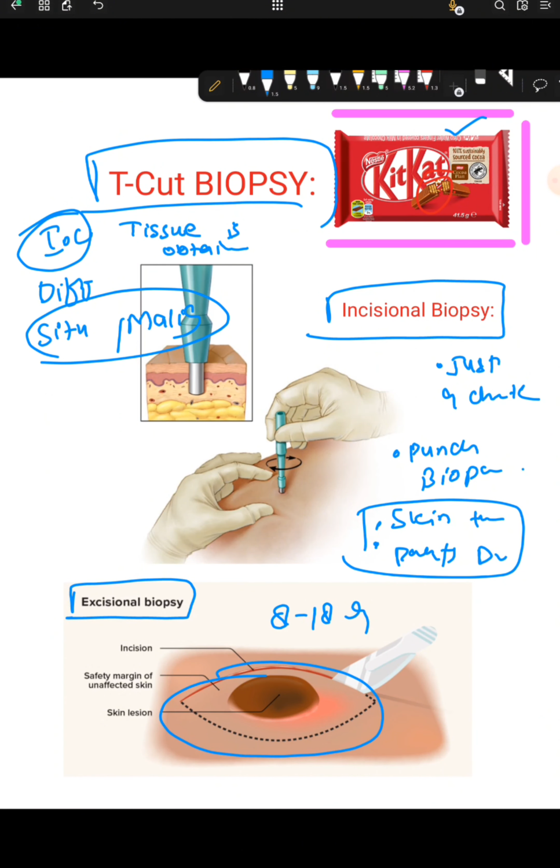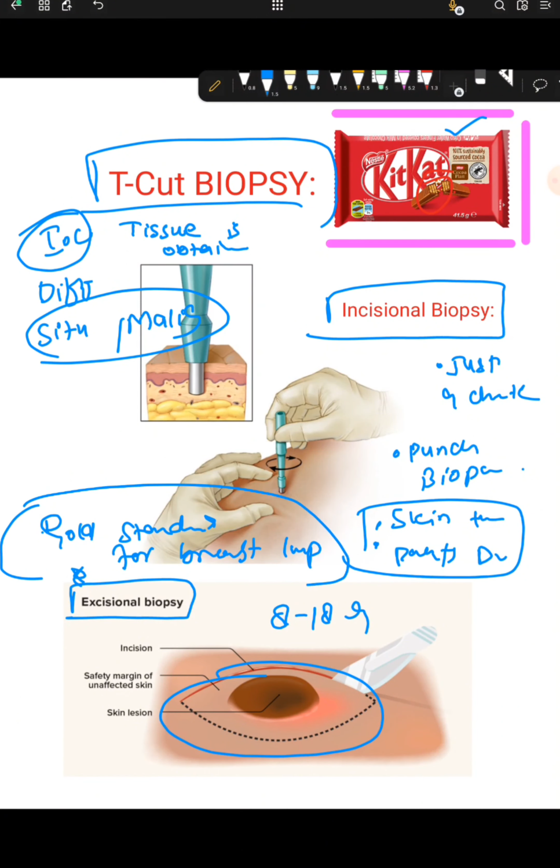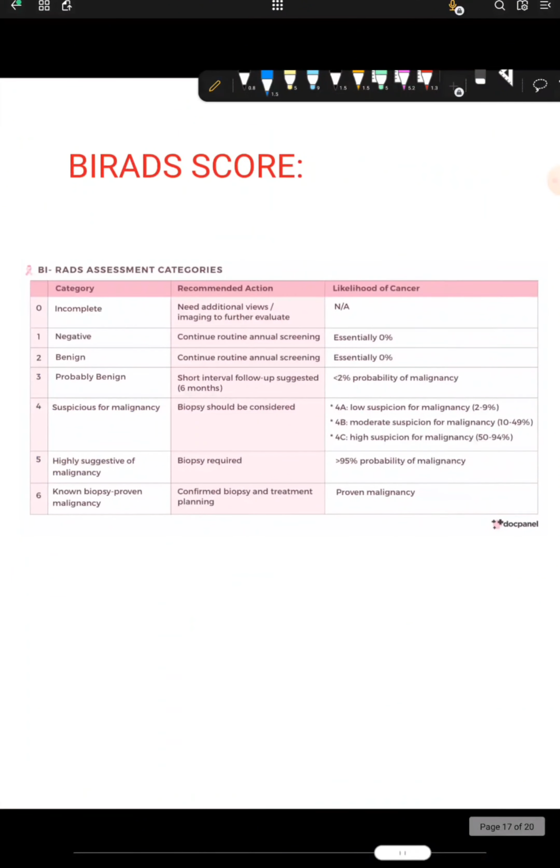And the gold standard for the breast lump is the excisional biopsy. Gold standard for breast lump whole, it is the excisional biopsy, and if you want just a chunk, it is the incisional biopsy. So it is the BI-RADS score, I have taken from the belly. I also read about it in the various lectures.